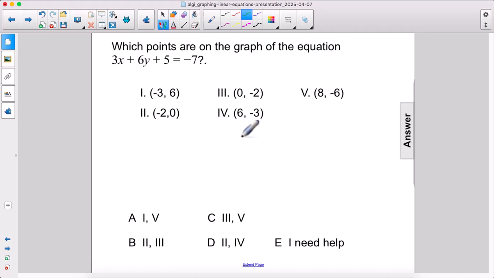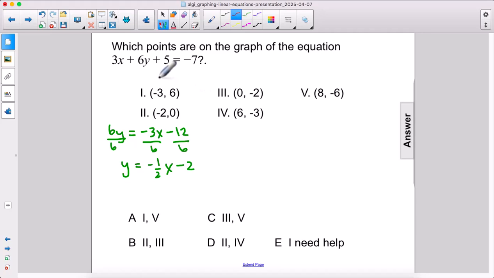Which points are on the graph of the equation 3x plus 6y plus 5 equals -7? The first thing I'm going to do is solve this equation for y, so that it's in y equals mx plus b form. So I have 6y equals, I'm going to subtract 5 to the other side, and I'm going to subtract 3x to the other side. So we get -3x minus 12. We're going to divide each term by 6, giving us y equals -1/2 x minus 2.